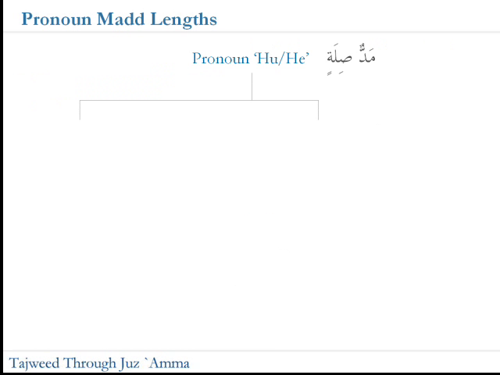So the pronoun mad itself is called mad silah, and it's associated with the pronoun of "hu" or "hi". Now the first ruling is, if the pronoun "hu" or "hi" is between a voweled and an unvoweled letter, i.e. a sakin letter, then the count will simply be 1. So you read it as normal, and that basically is known as the mad silah.